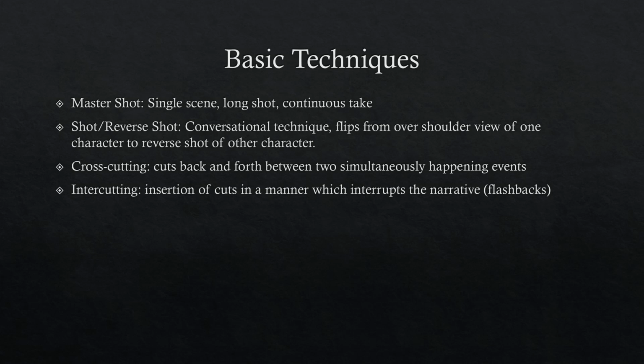Cross-cutting is when you cut back and forth between 2 simultaneously happening events. Usually if they're not happening at the same location, or even if they are and you're not able to pick them up effectively in one shot, you'll cross-cut back and forth in a quick manner so that you understand they're happening at the same time while not having to use the same camera angle for both.